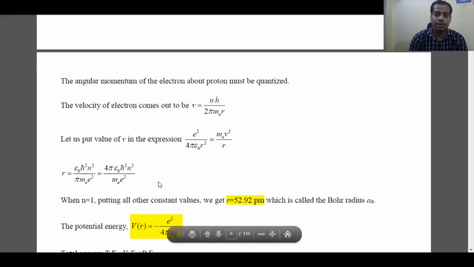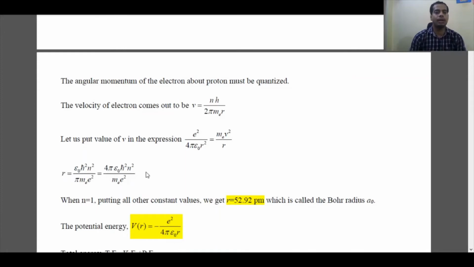So if we substitute n equal to 1, that is for the ground state, there are many constants here. Epsilon 0 is the permittivity of free space, which is a constant. h bar square is nothing but h by 2 pi, whole square. h is again Planck's constant.